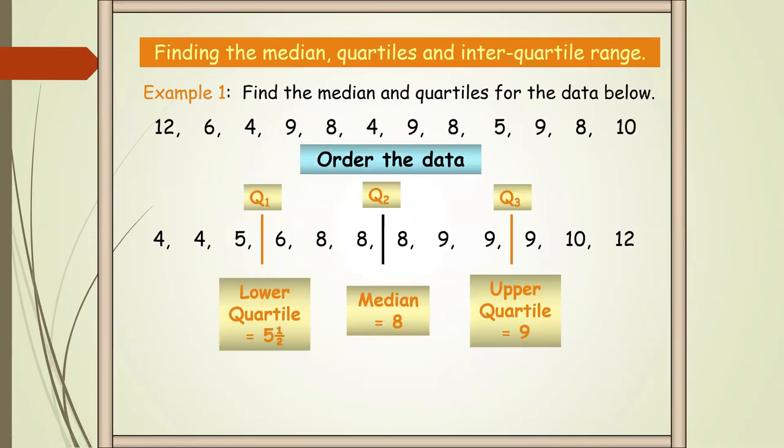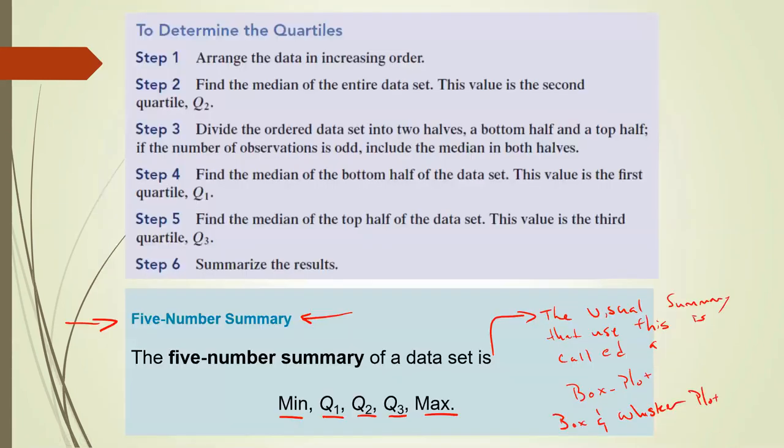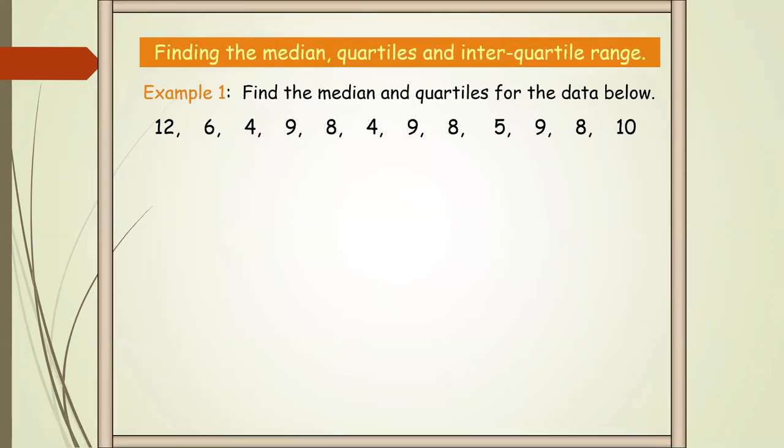I just want to do one example. And then I'll show you how to use your calculator for the second example. Okay, so imagine you have this data set here. It's just a bunch of numbers. Okay, 12, 6, 4, 9, 8, 4, 9, 8, 5, 9, 8, and 10. All right, and I want to find the quartiles by hand.